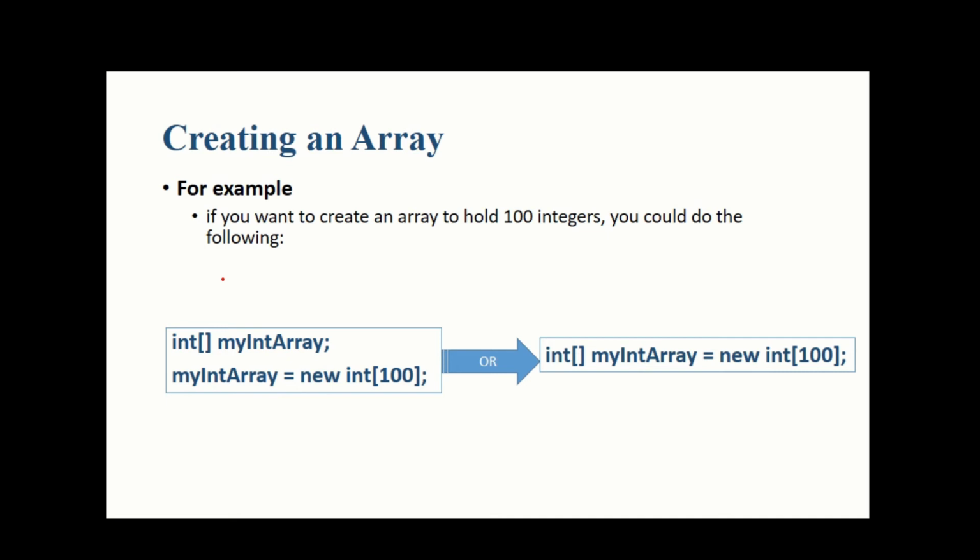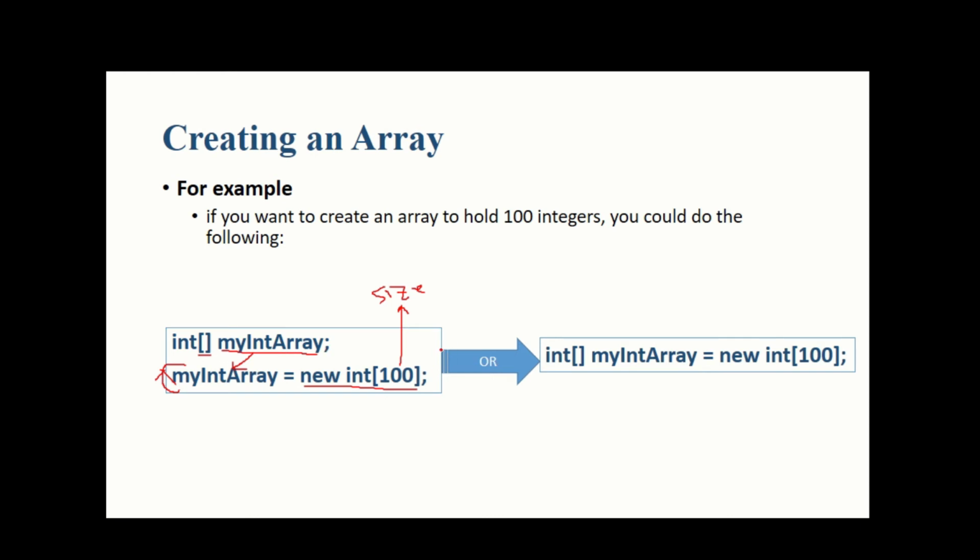So here, for example, I wanted to identify an array of integer that holds 100 integer numbers. I could do it this way: integer, and this is an array, my integer array, and then after that I will say my integer array is equal to new integer 100. So I specify the size. The size here is 100. Now I did that in 2 statements.